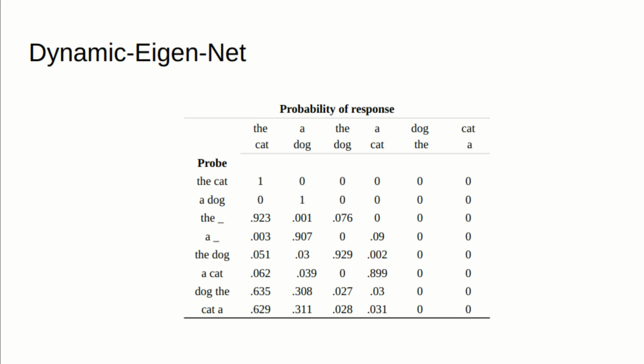Finally, we show the probability of responses in a dynamic eigennet. As with the BSB, the system is capable of both error correction, the first 2 rows, and pattern completion, the 3rd and 4th rows. In addition, the system can settle to novel patterns that structurally align with previously encoded input, that is, the dog and a cat, but not if they violate the encoded structure. The system never settles to dog the or cat a.